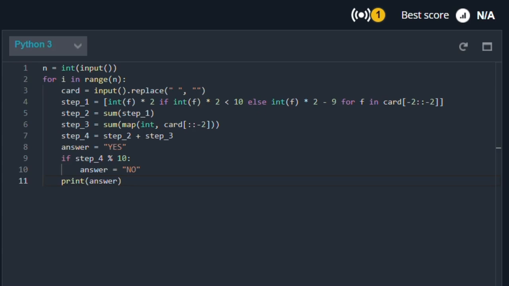The program then sums all the non-doubled digits and all the resultant digits after doubling every other digit. The program outputs yes and indicates that the credit card number is legitimate if the total is divisible by 10. If not, the program outputs no.